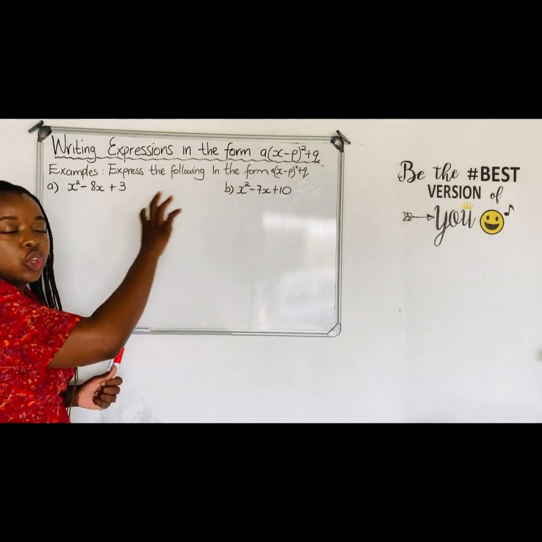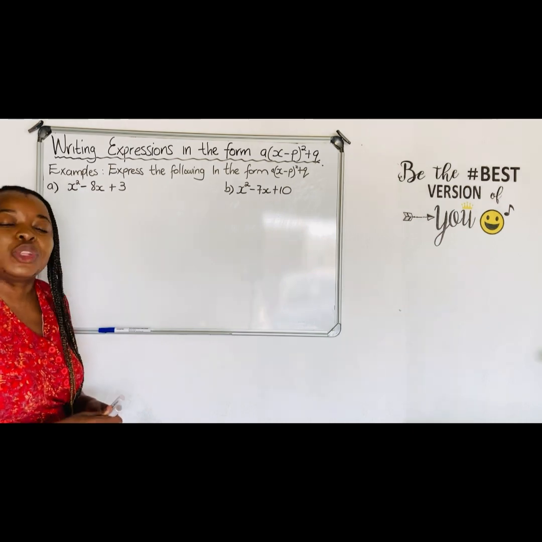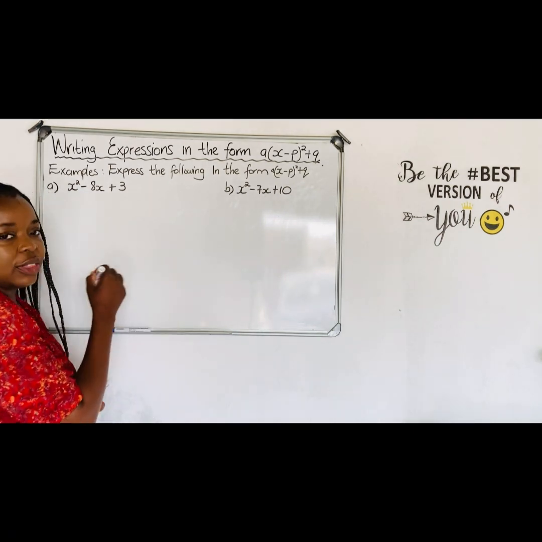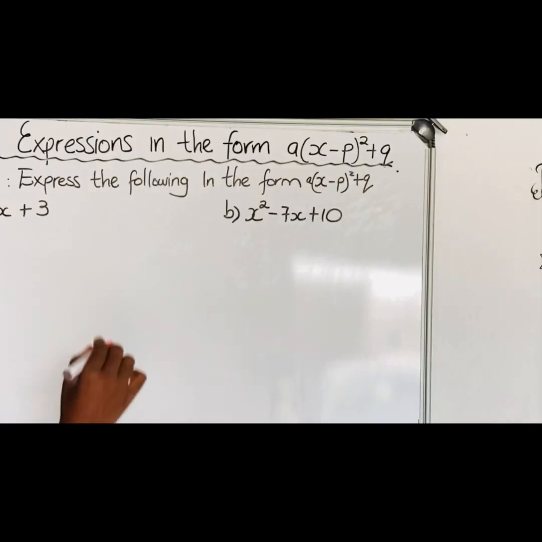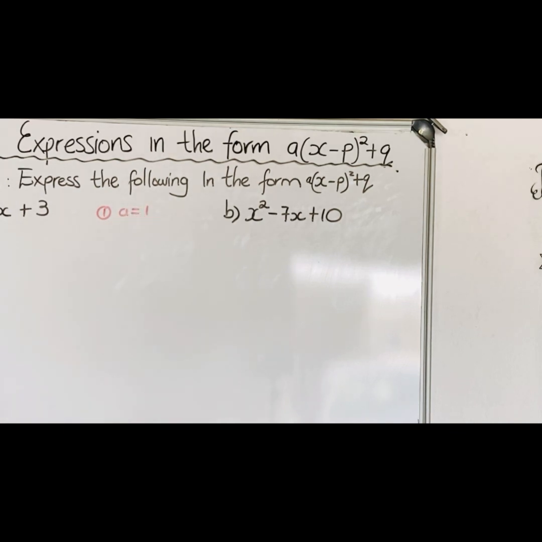Now, as we complete the square on these examples, we are going to look at a few steps. We don't have to memorize the steps, but rather understand the steps. Now, the very first important step is to make sure that A is 1. So you make sure that A is 1.